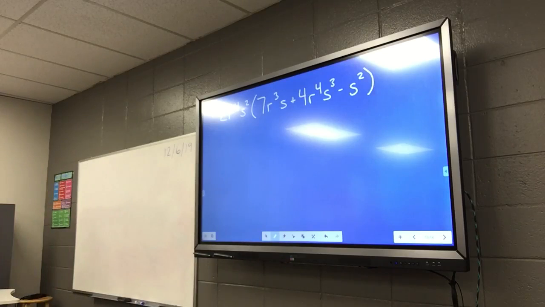One step at a time. Don't just look at it and say, I can't do it. Look at it. I have a monomial, I have a trinomial. And I don't have any like terms in the trinomial, so I'm stuck with distributing. Then you use the distributive property, which makes it simplified. No more parentheses, no more like terms. That's what we want. Just be very careful with your signs.